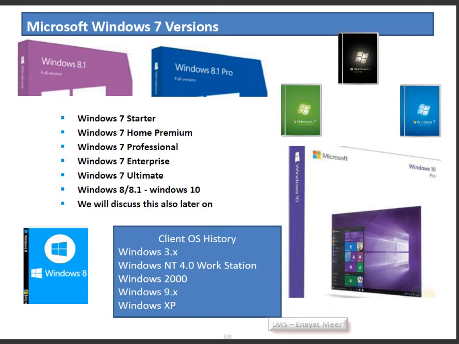I will go remotely into my Windows 10 computer also and show you some demos, and then we had some old client operating systems history like Windows 3.x, like 3.1, 3.11, Windows NT 4.0 Workstation, Windows 2000, Windows 9x that includes Windows 98 and 95, Windows XP, and after XP we got Windows 7, and then all the way up to Windows 10. So that was the history of Windows operating systems for the clients, and we talked before about the servers.